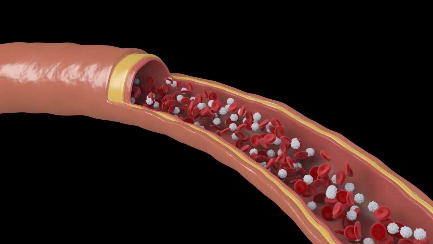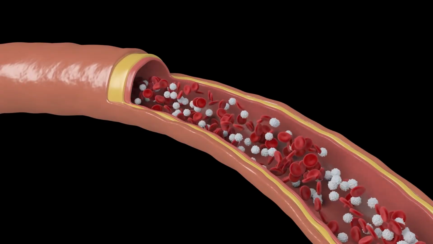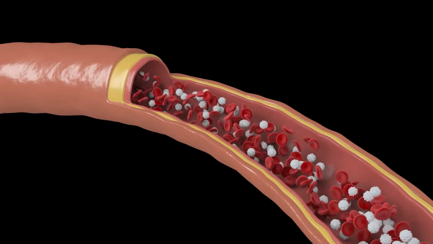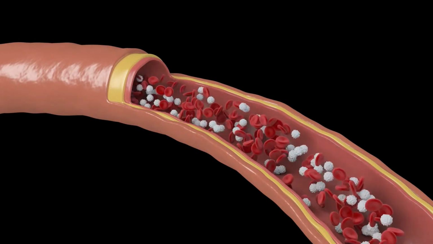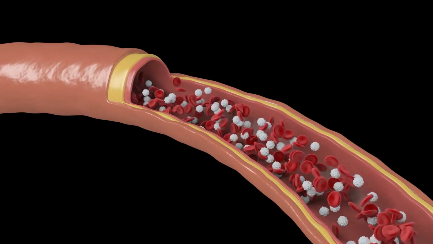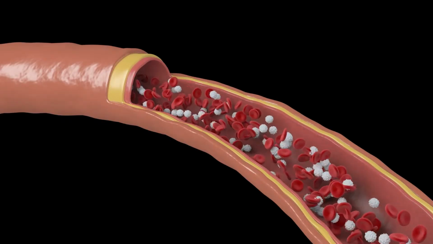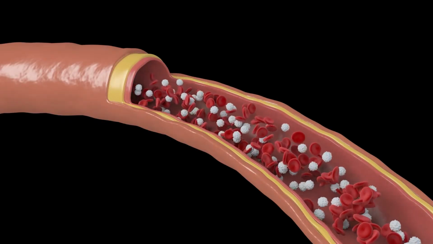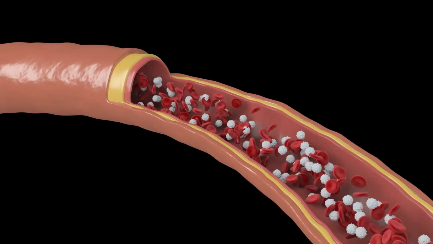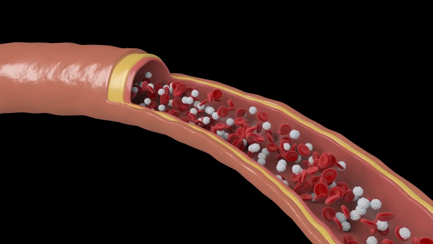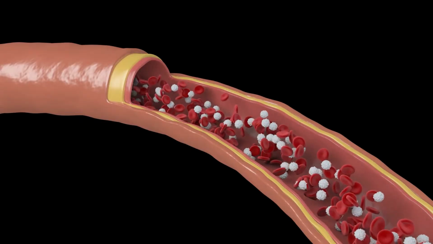White blood cells, or leukocytes, are responsible for defending the body against infection and disease. There are several different types of white blood cells, including neutrophils, monocytes, lymphocytes, and eosinophils. White blood cells are produced in the bone marrow and have a lifespan of several days to a few months. Platelets, or thrombocytes, are small, irregularly shaped cells that are involved in blood clotting.